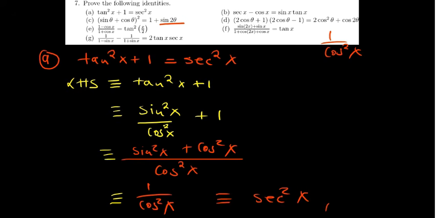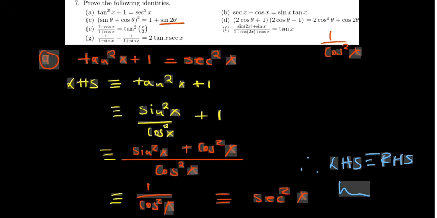So you can even put the conclusion, hence proven. Before you can actually make that conclusion, you have to explicitly state, therefore the left hand side is equal to the right hand side, hence proven. Yeah, simple as that. So the same idea can be applied to the other remaining questions.